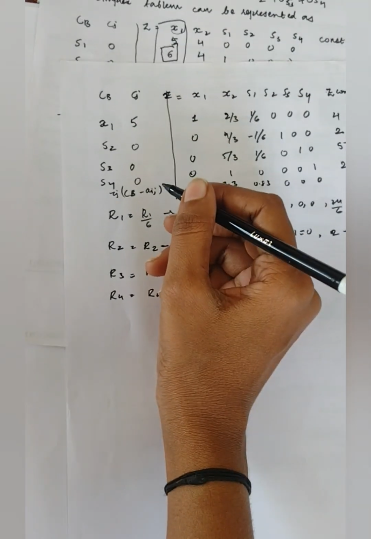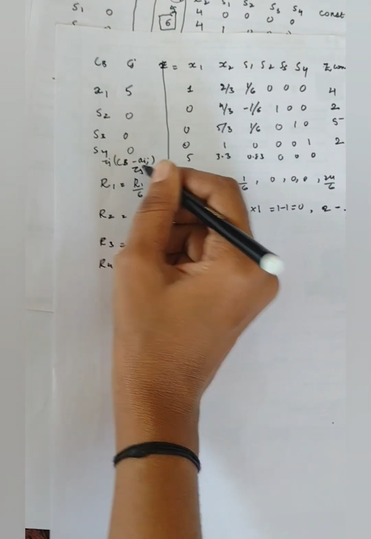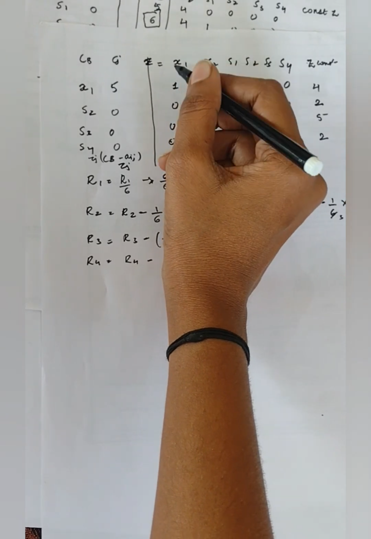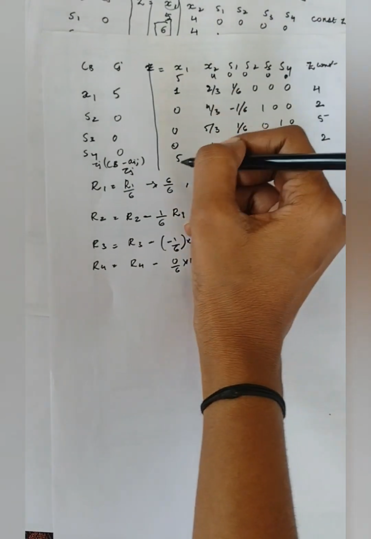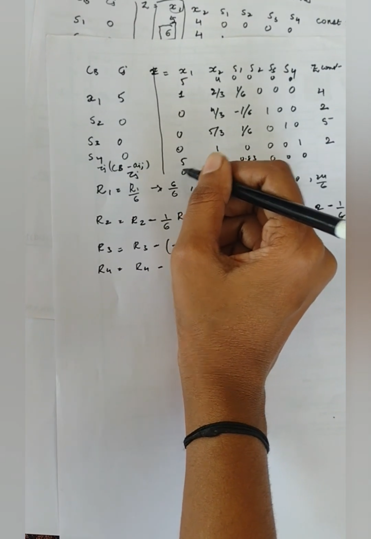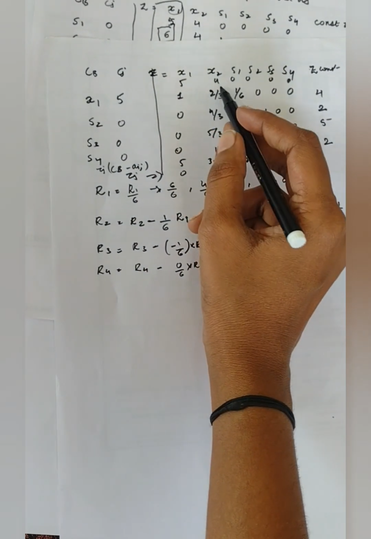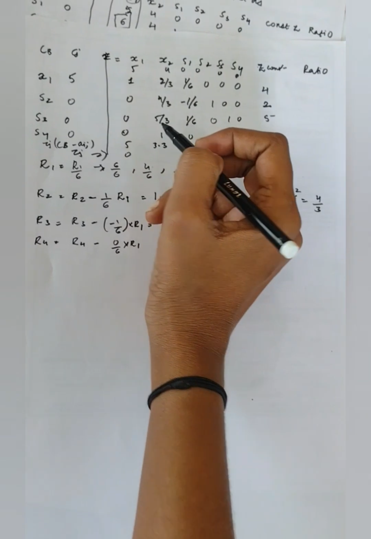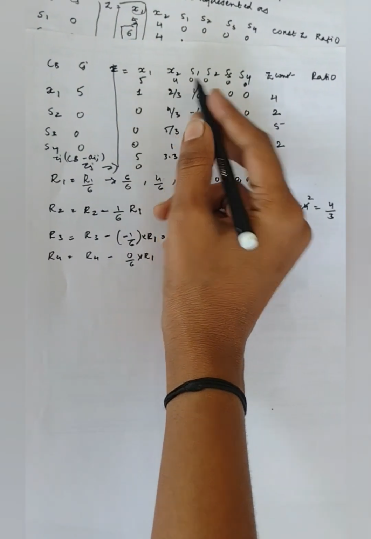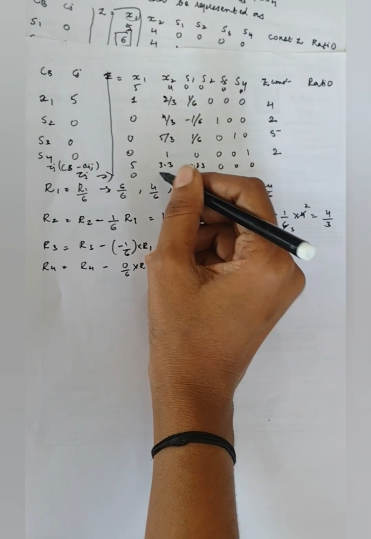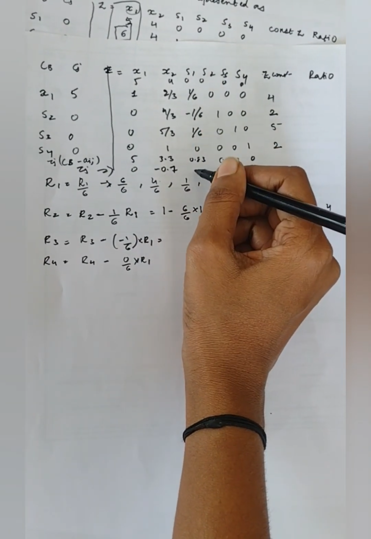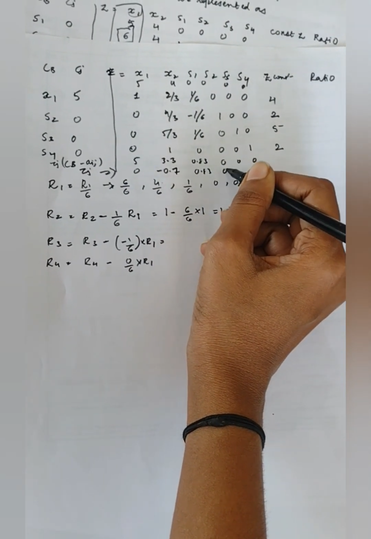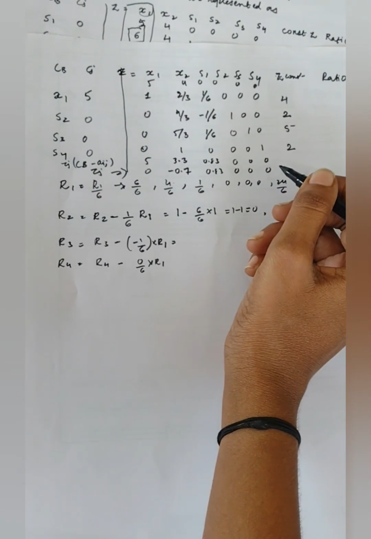So now ZJ minus CJ. We will get 5 minus where we left, right? 5, 4, 0, 0, 0. 5 minus 5, 0. 3 minus 4, we get minus 0.7, then minus 0.83, 0, 0.83, 0 minus 0, 0 minus 0.